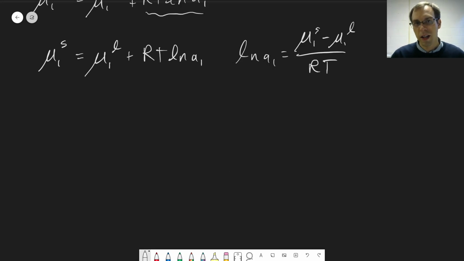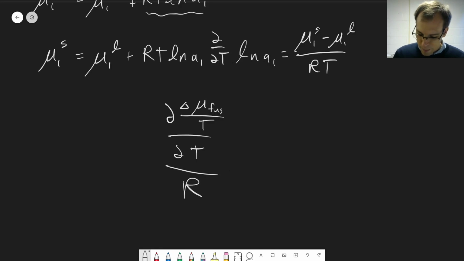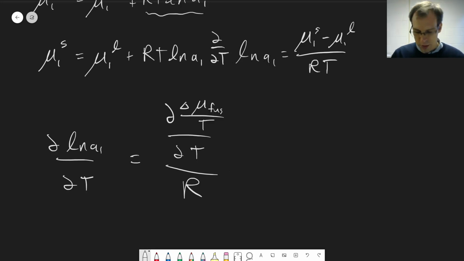Okay, so we've reached this point in looking at the freezing point depression where we have this relationship between activity and the chemical potential, the difference in chemical potential. What we can do from here is take the derivative with respect to temperature. On the right-hand side, we'll have d of delta mu of fusion over T, all of that divided by R, with respect to T, is equal to d natural log A1 dT. And these are partial derivatives, so everything else is held constant.